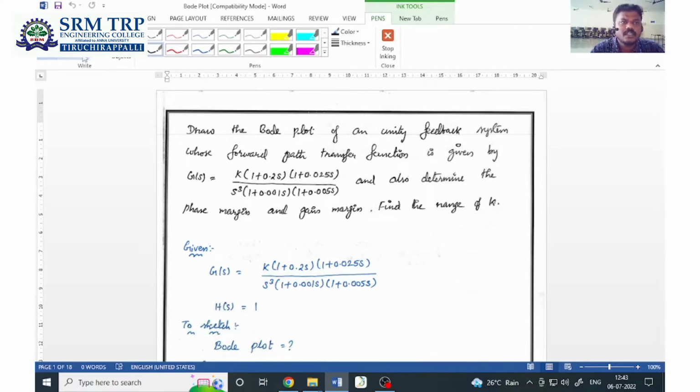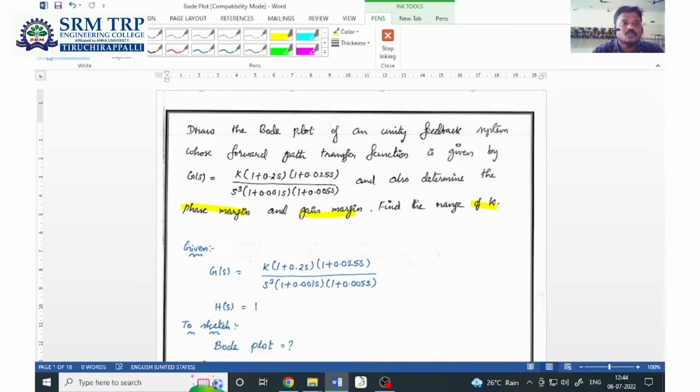The phase margin and the gain margin are the basic determinations of any kind of Bode plot. In this problem, one additional objective is to find the range of K. Here in this problem, they have not given any specification for determination of K. So let us see how to solve this problem.